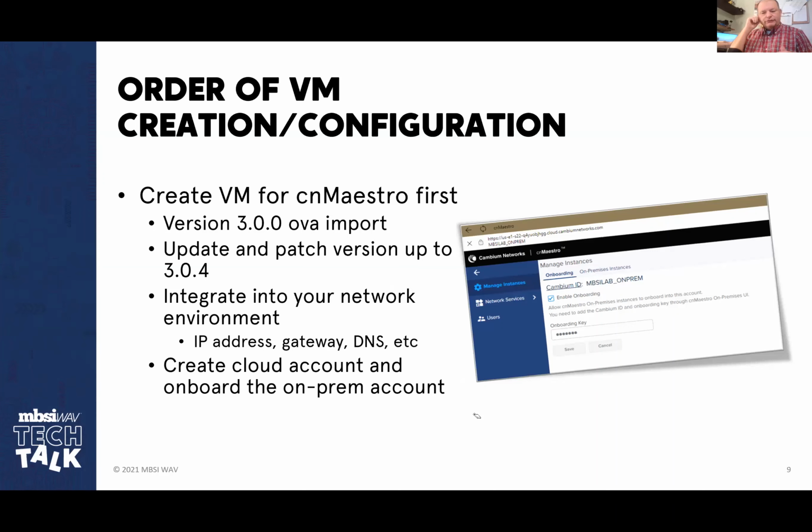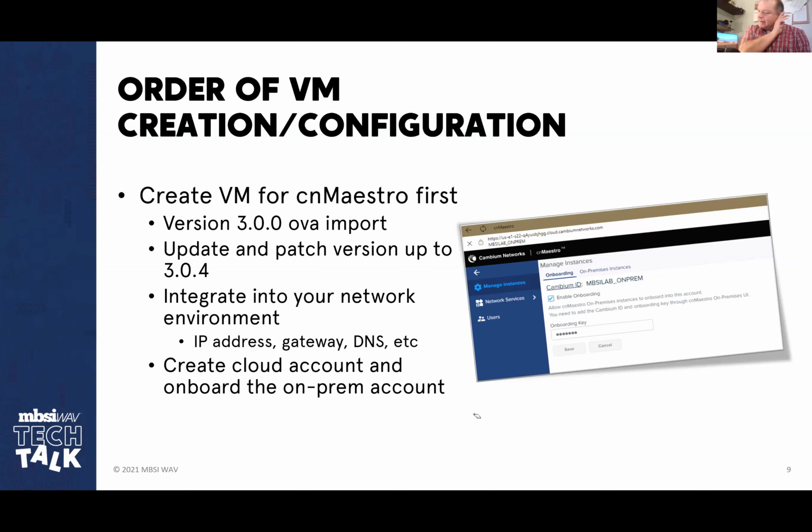All right, so this is what we're going to do first. We're going to create a VM for cnMaestro. We're going to import the 3.0.0 OVA. And for some of you on here, I apologize beforehand that this is a very simple process, but I'm hoping that there are some people on here that have never done this before, and just to go through the cnMaestro installation process. It's really simple. The number of times that I've done it, it's very reliable and works great. And out of the box, it integrates easily into your network environment, and so away we go.